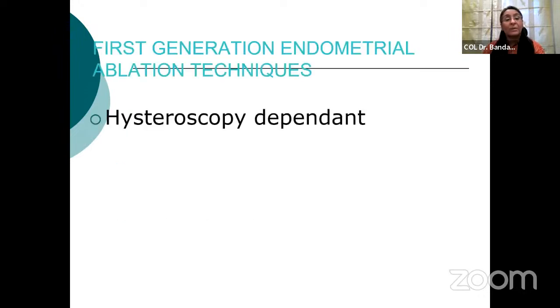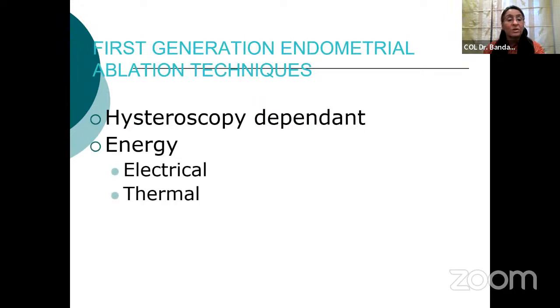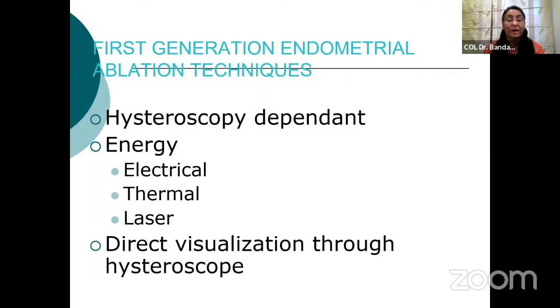The first generation ablation techniques are hysteroscopy dependent. They use an energy source, which is electrical, thermal, or laser. And we directly visualize through the hysteroscope. This requires training. Every person can't do it. You need to be trained in these aspects to do an endometrial ablation.